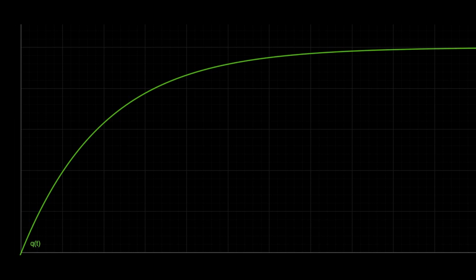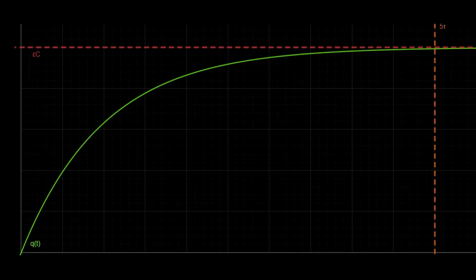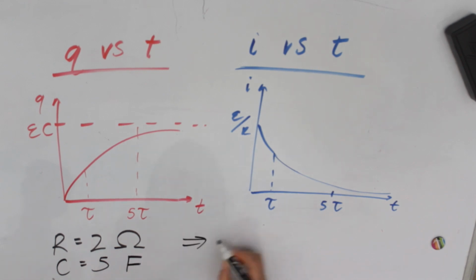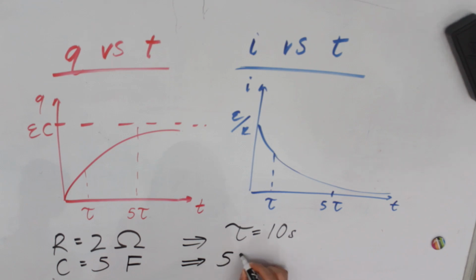Here we sketch the graph of charge stored in the capacitor, and we can see that it asymptotically approaches a value, epsilon C. So in about 5 time constants, where a time constant is defined as the product of R and C, the capacitor is fully charged. And in this case, our resistance is 2 ohms, whereas our capacitance is 5 farads. So the time constant must be 10 seconds. So in other words, we have about a minute, which is 5 time constants, to solve this problem.